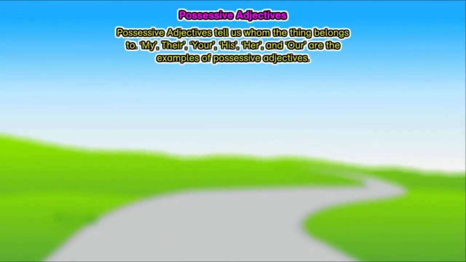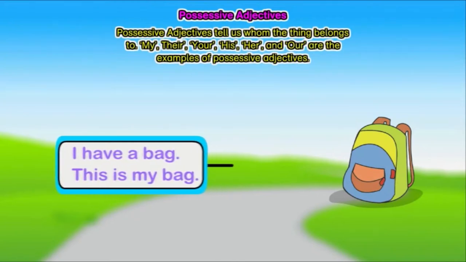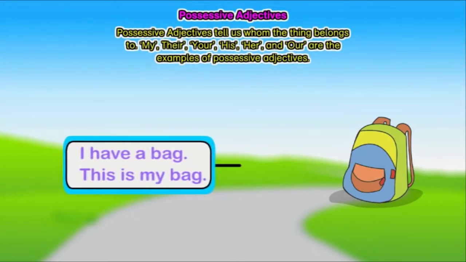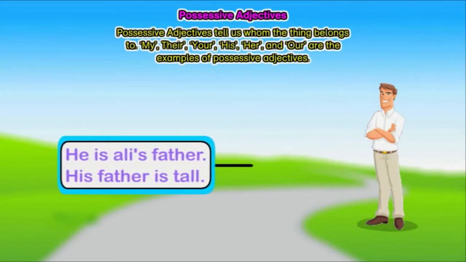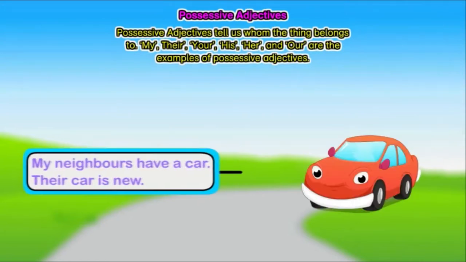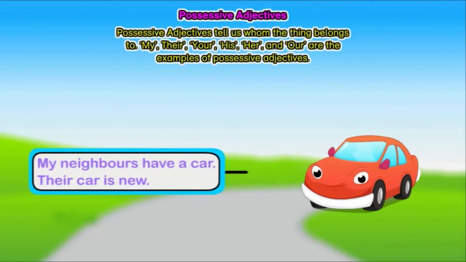Possessive adjectives tell us whom things belong to. My, their, your, his, her, and our are examples of possessive adjectives. I have a bag. This is my bag. He is Ali's father. His father is tall. My neighbors have a car. Their car is new.